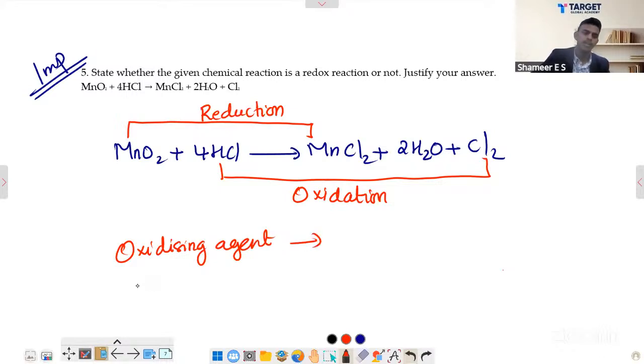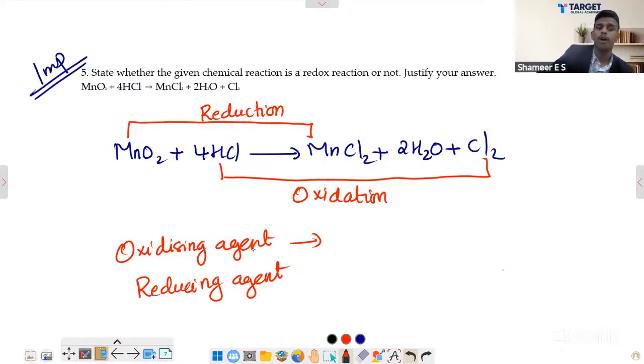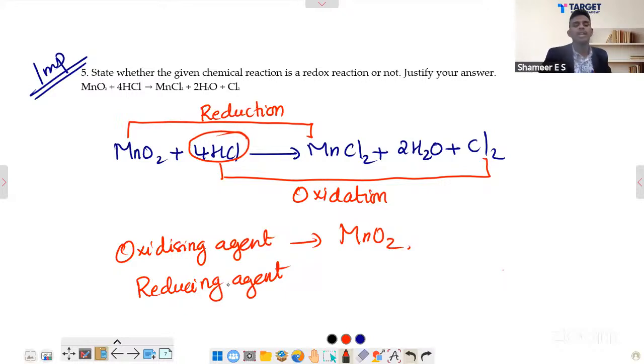Most confusing, but very easy one: oxidizing agent and reducing agent. What do you mean by oxidizing agent? Oxidizing agent is the substance which helped for oxidation. Oxidation happens for HCl. Who helped for oxidation? MnO2 helped for oxidation. So MnO2 is the oxidizing agent. What do you mean by reducing agent? Reducing agent is the substance which helped for reduction. Reduction happened for MnO2, so HCl helped for the reduction. This is a very important question. Next.